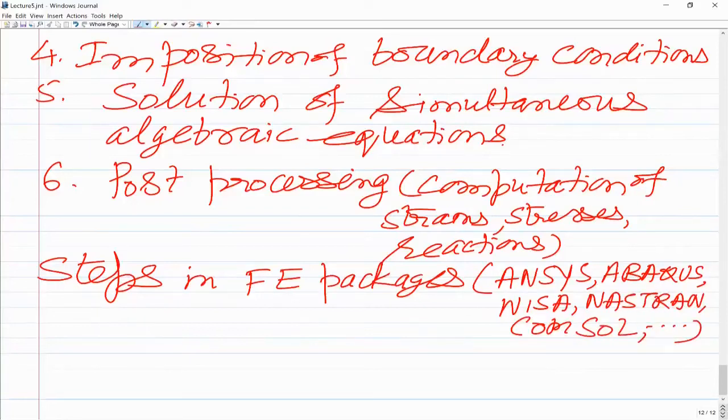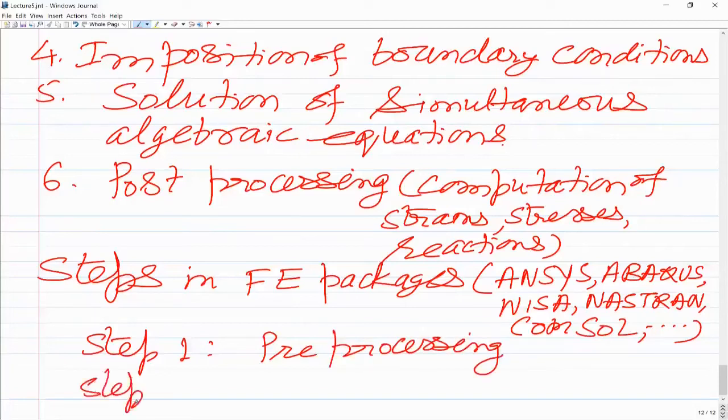If you are using a package, then usually step one in the package is referred to as pre-processing. Pre-processing would involve creation of the geometry and discretization. You basically create the geometry in the form of lines, areas, and volumes, and then you discretize that. That is known as pre-processing.